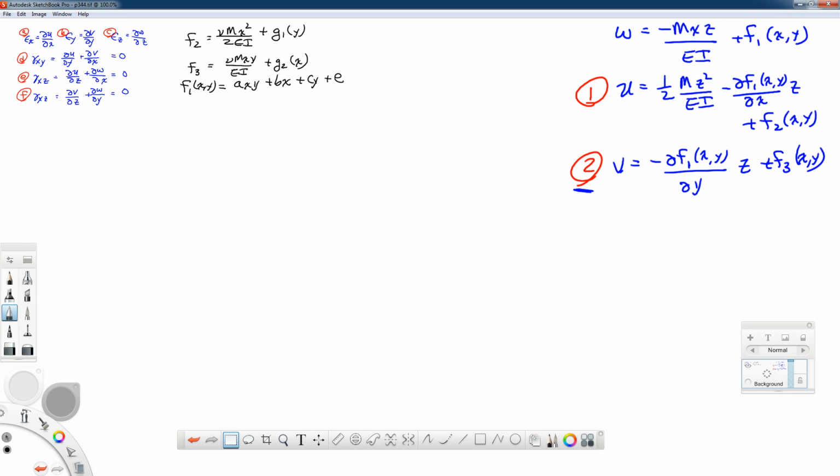Alright, so we're chipping away at it. I think we have at least one equation that we haven't used yet. That would be equation D. For equation D, we've got the partial derivative of v with respect to x plus the partial derivative of u with respect to y is equal to 0.